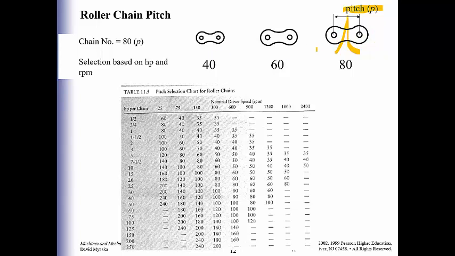Now, we use these numbers here, 40, 60, 80, to represent what we call the chain number. So we've got to be careful here, right? The pitch is a distance, but if we said 80 as the chain number, that just means 80 times 1/80th of an inch. So if you can imagine, if we have a chain number of 80, multiply that by 1 over 80, and you get 1 inch. Right?